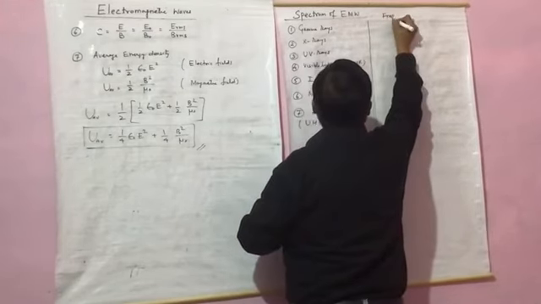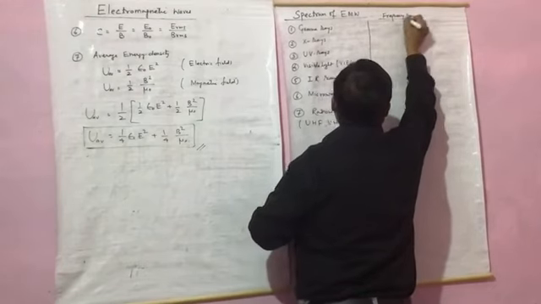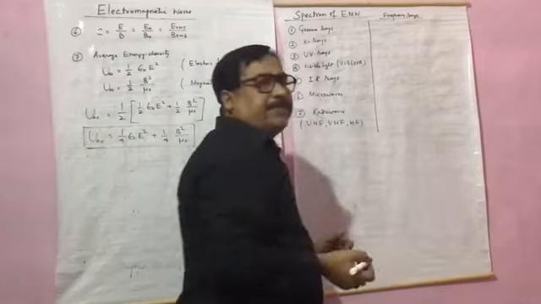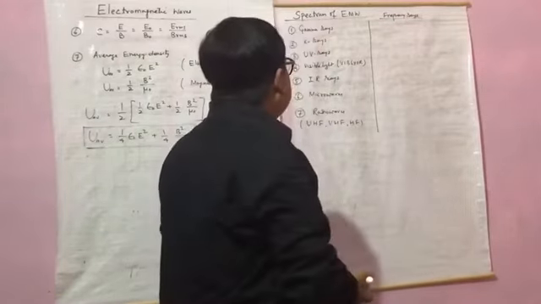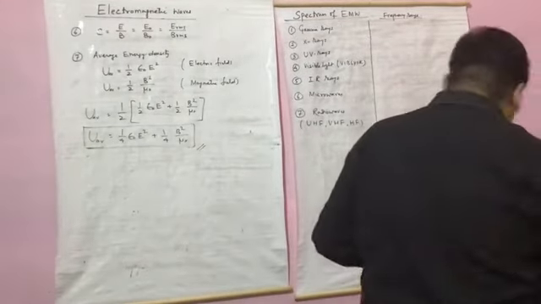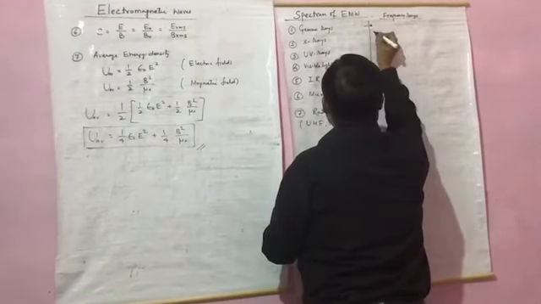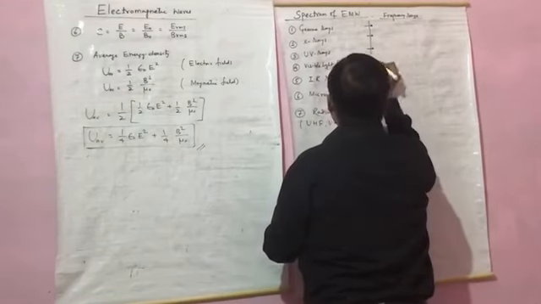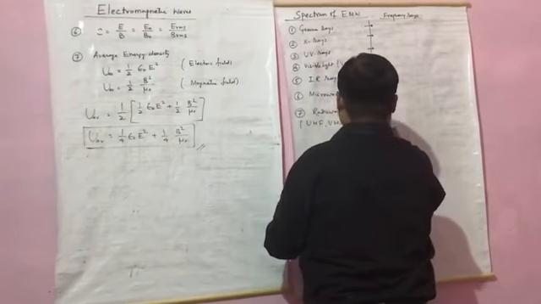Frequency range. I am writing here frequency range only. If you want to know, you can see in any reference book or textbook the wavelength range also. So gamma rays actually spreads between, this is gamma rays, then X-rays, then UV, then visible, then infrared, then microwaves, then radio waves.